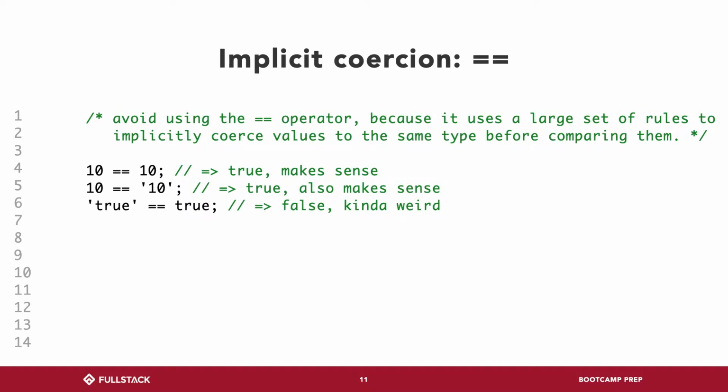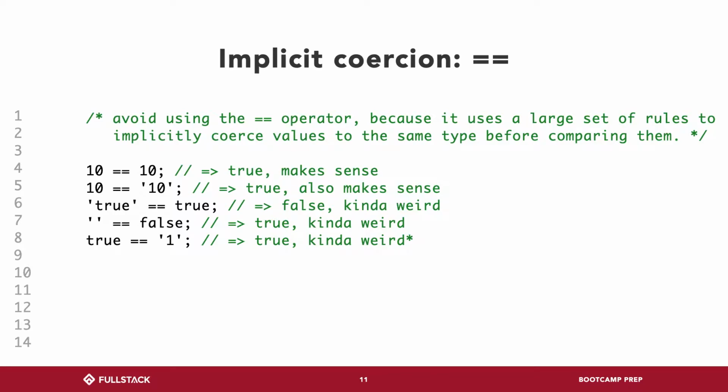String true is double equal to true. This is false, which is kind of weird. If this is true, why is that not true, right? It's kind of weird. Empty string is double equals to false. That's true. That's kind of weird, right? True double equals a string 1. That's the weirdest one, right?